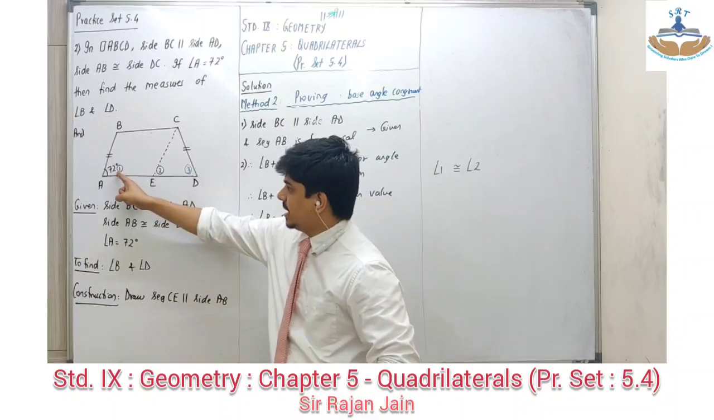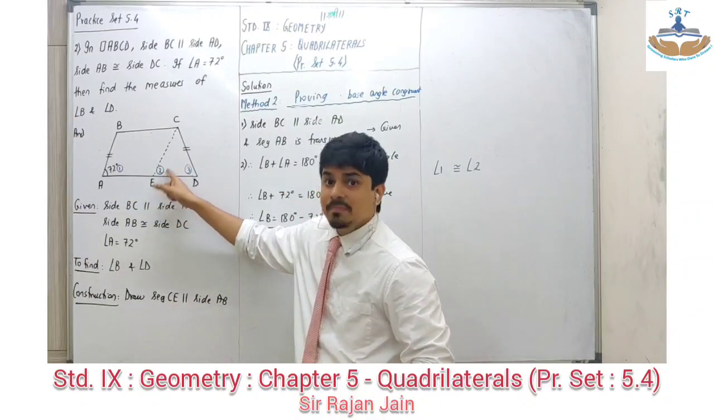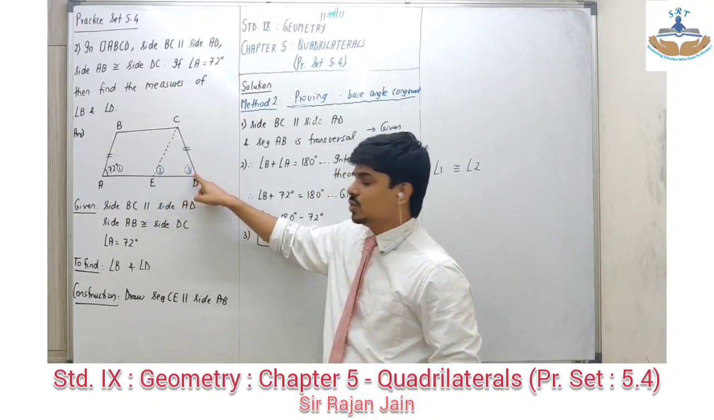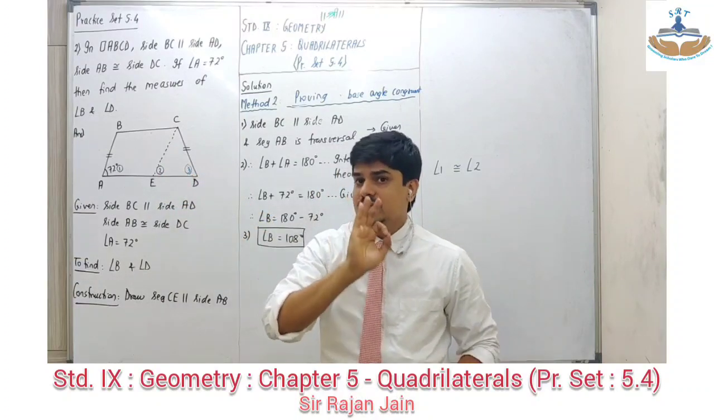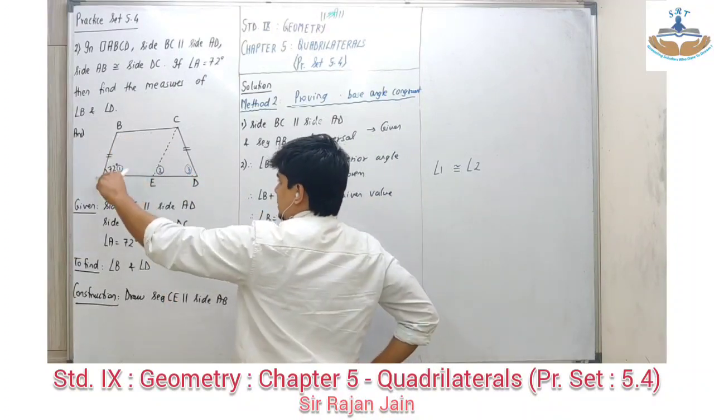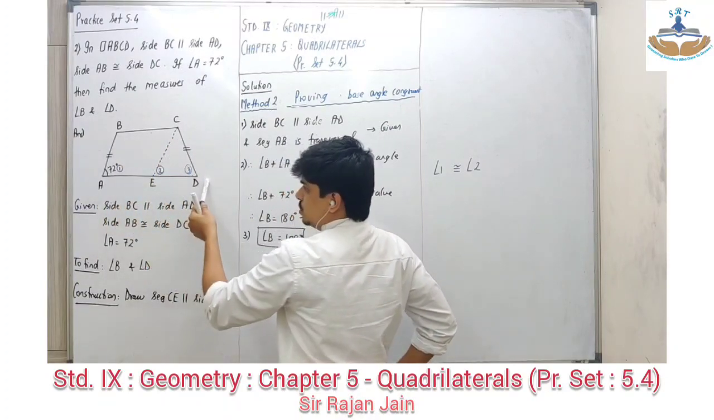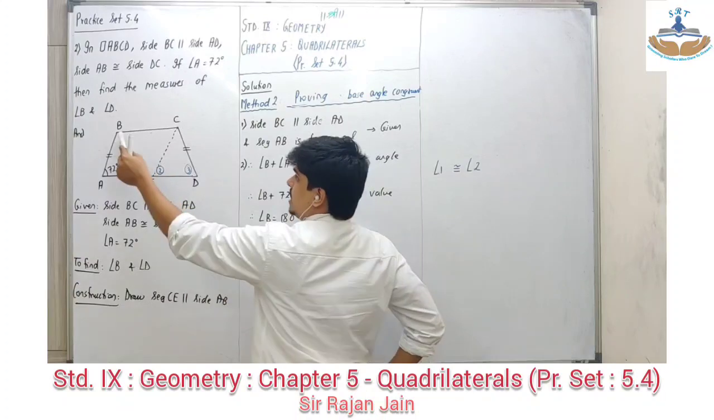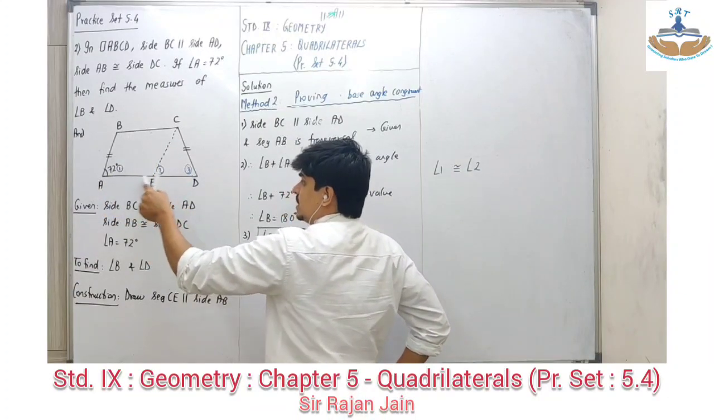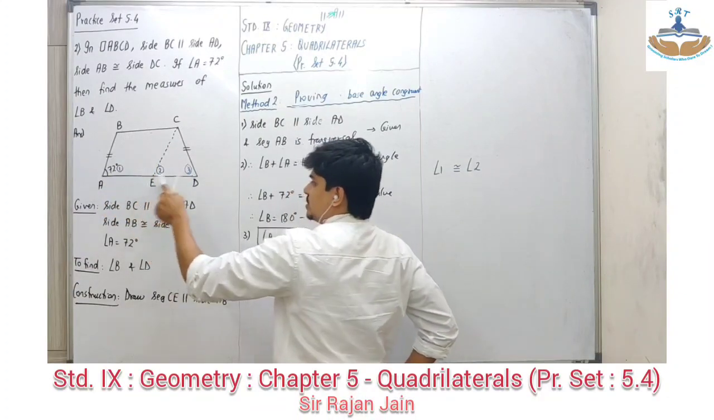What have I done so far? I have shown angle 1 congruent to angle 2. Now I am trying to prove that angle 2 is congruent to angle 3. How? Look here. Can I say that this is parallel to this by construction? BC is parallel to AD is given in the question. So can I say BC parallel to AE? Reason: A-E-D.